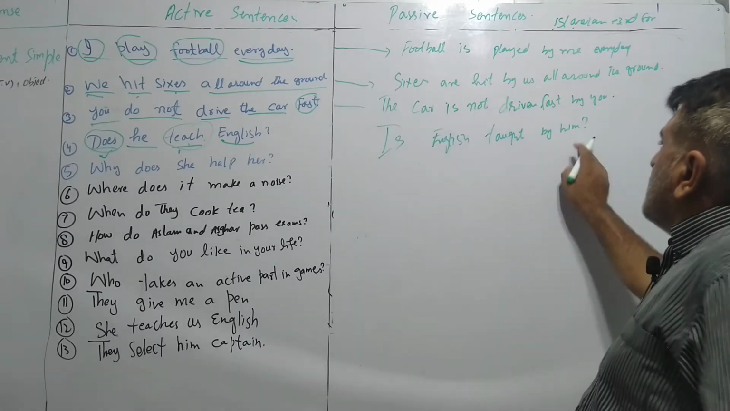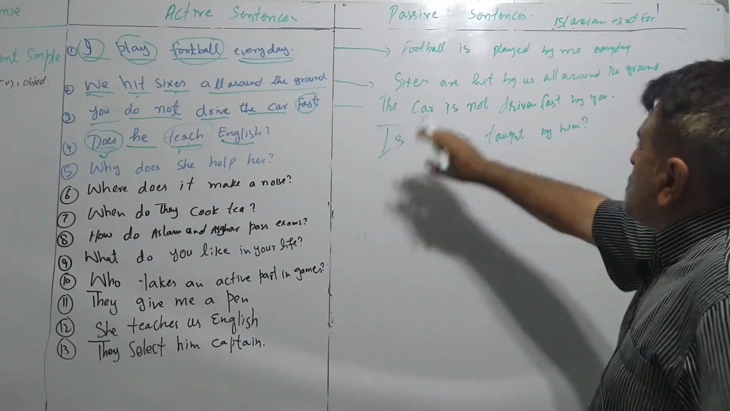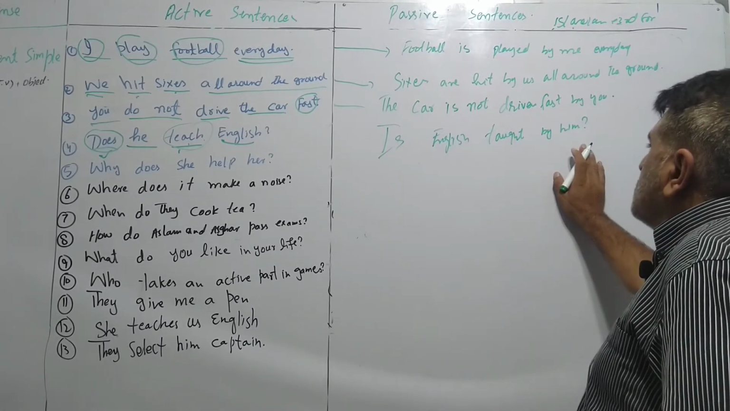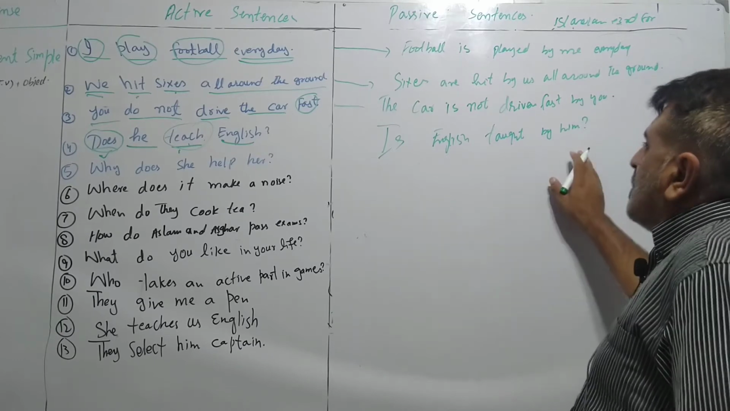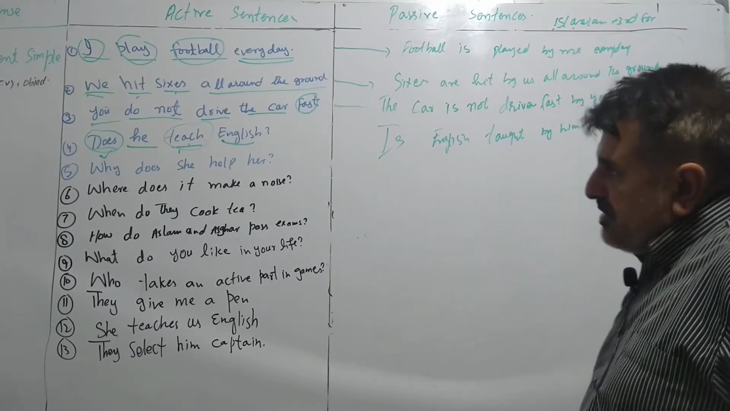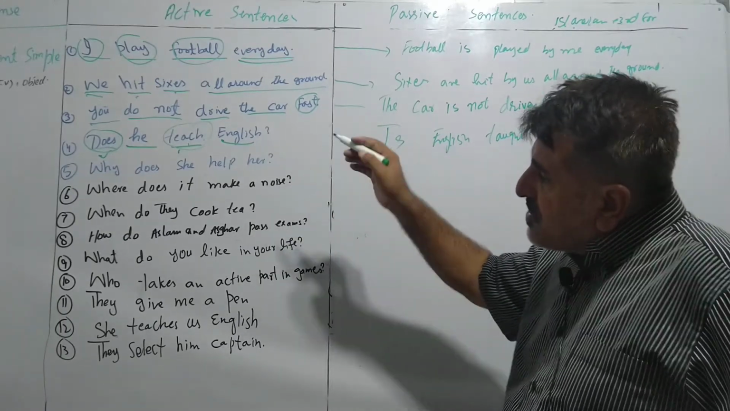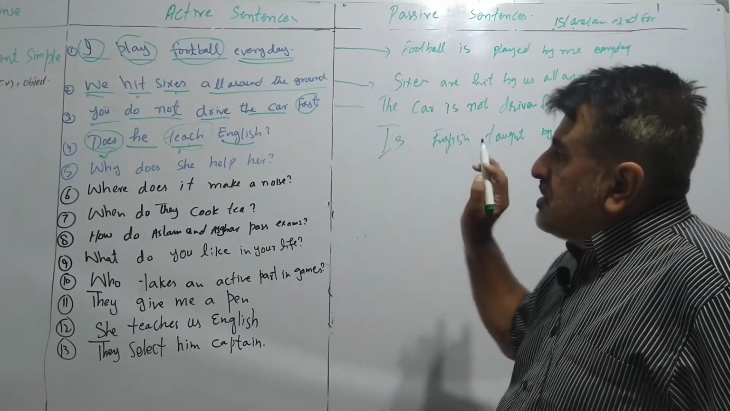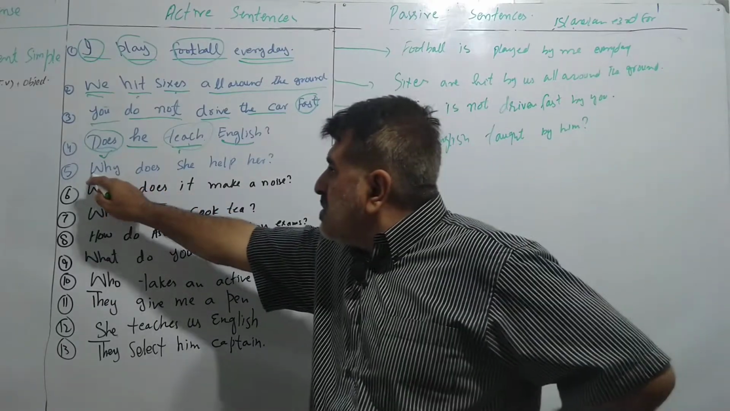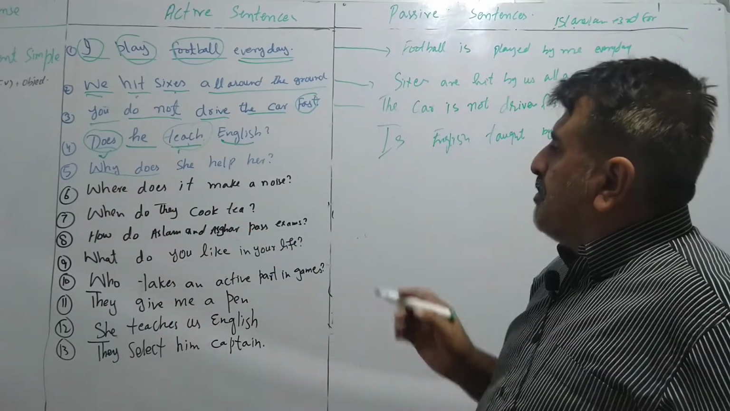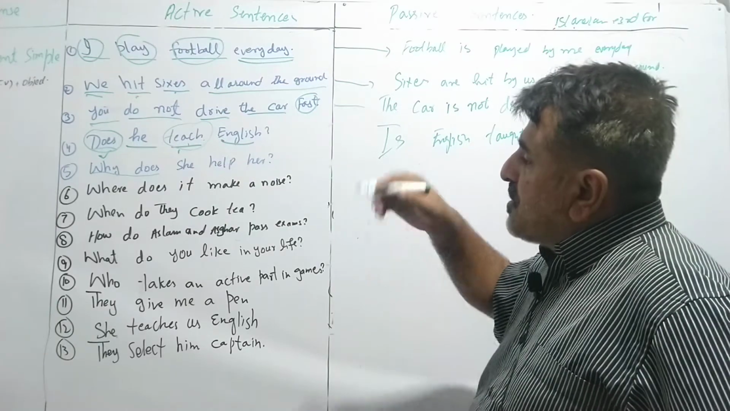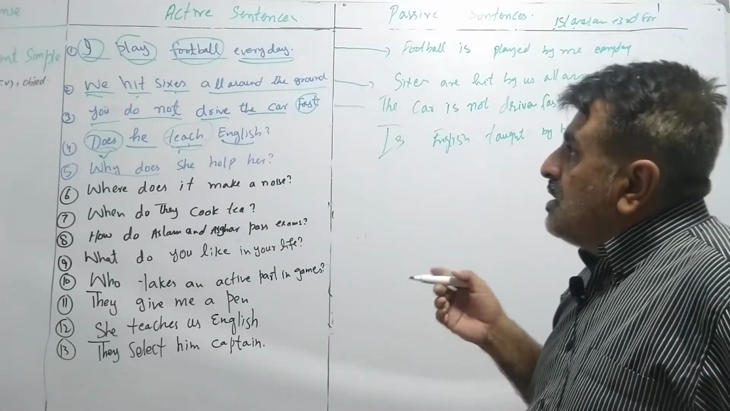English is taught by him, this is simple. English is not taught by him, this is negative. And is English taught by him? So this is the first sentence. Now gradually the structures change. Another WH sentence is here. Tense same, structure same. By the way, you will master your English speaking also.